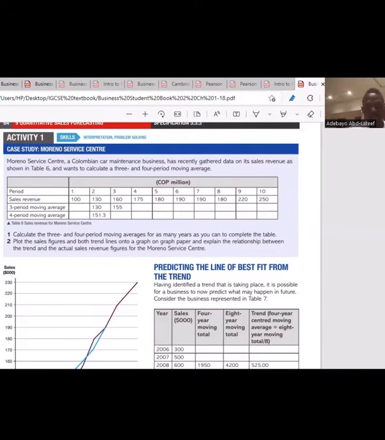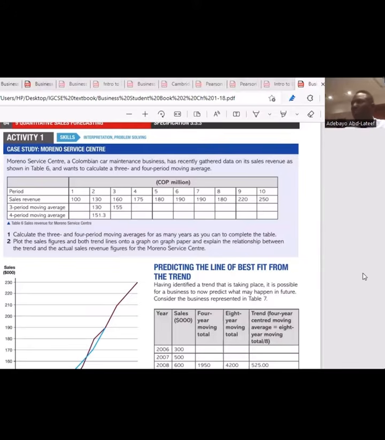It's 390. So 390 divided by 3 is 130. So I think that's clear, right? Yes, sir. So for the first 3 years, when you calculate year 1, year 2, year 3, you forget about year 1. So you start calculating for your third period moving average from year 2.